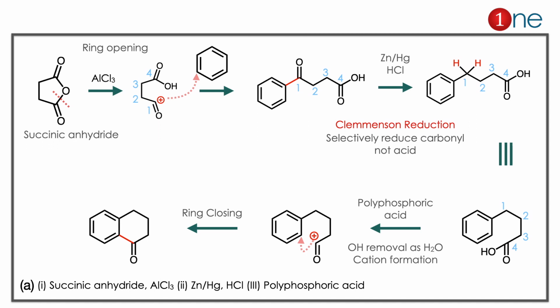Here you have to learn two important things. One is Clemmensen reagent selectivity. The Clemmensen reagent, zinc amalgam and HCl, selectively reduces the carbonyl, not the acid. The second thing is polyphosphoric acid. It's a very strong one. It takes out the OH from the COOH. It forms the acyl cation.